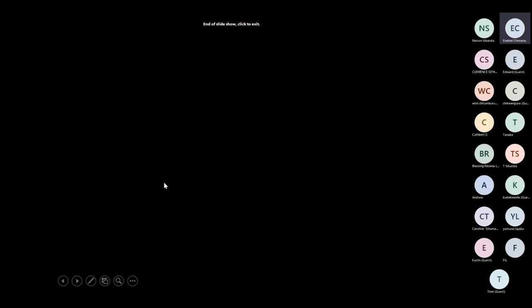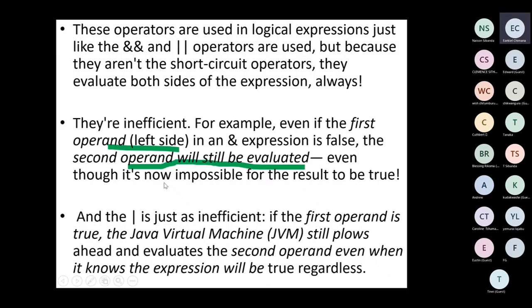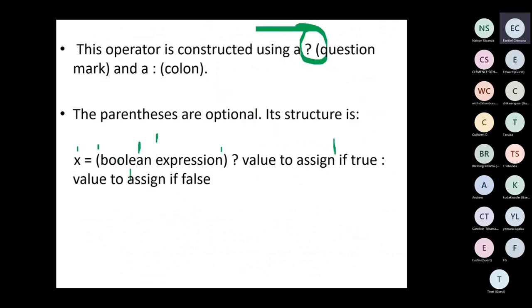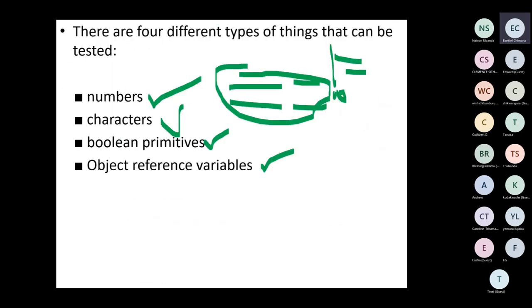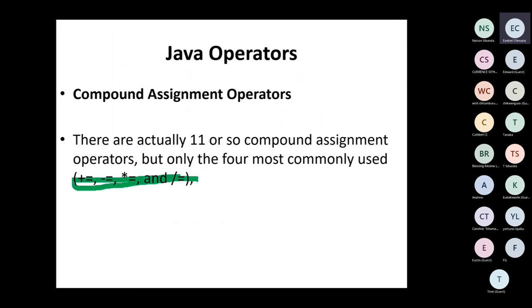So this is the end of Java operators. This is all about Java operators. I don't know if there is any question before we move on to the other lesson that we have to do. Or no, do we have any question? I do not see any hand here. It's all clear on this one.